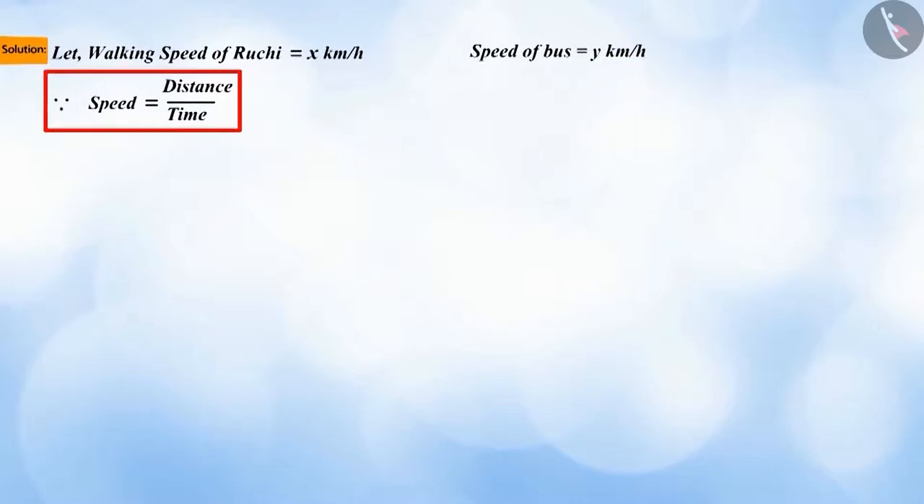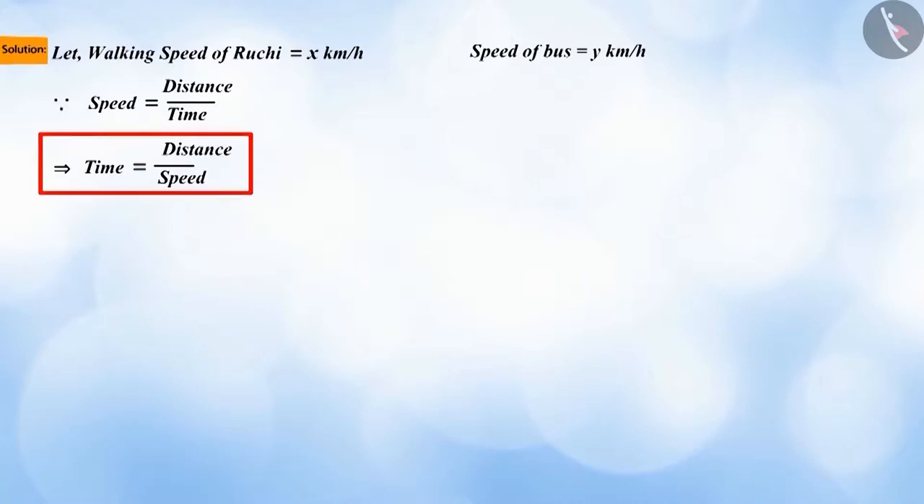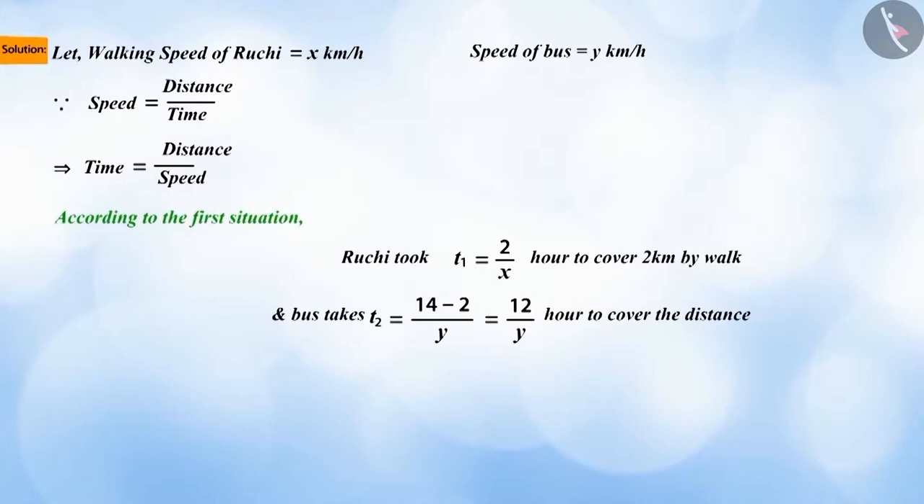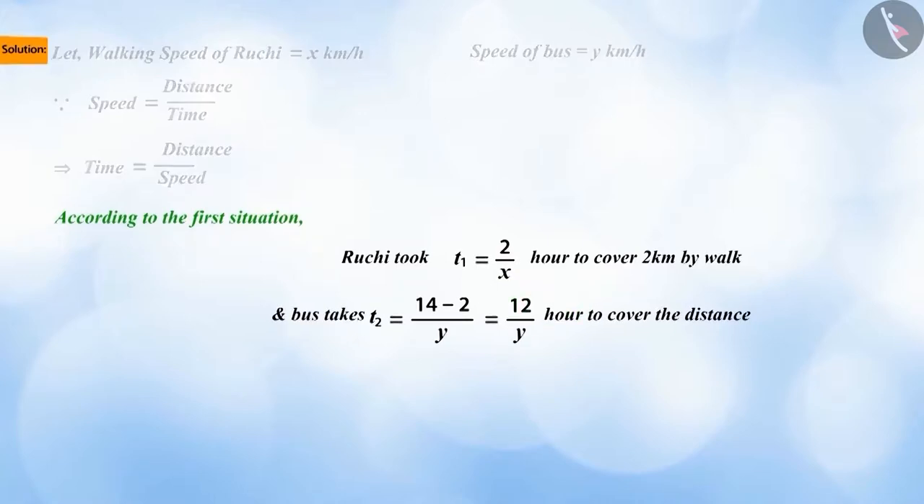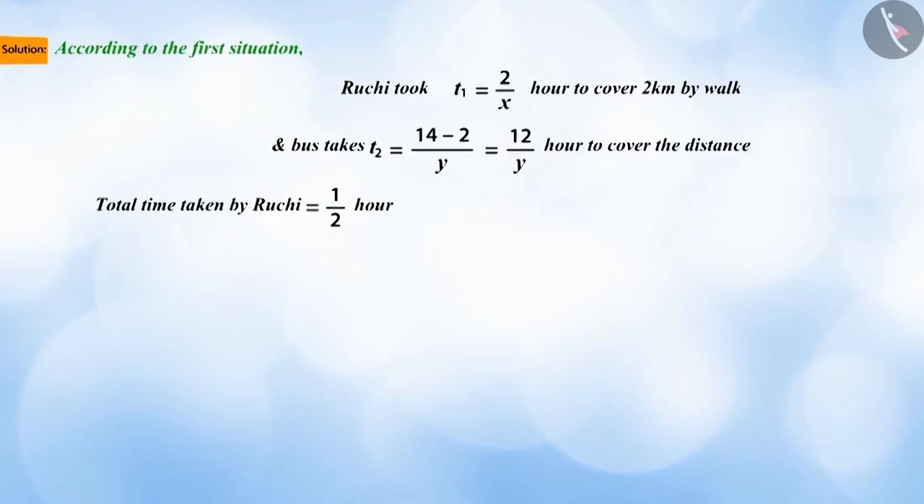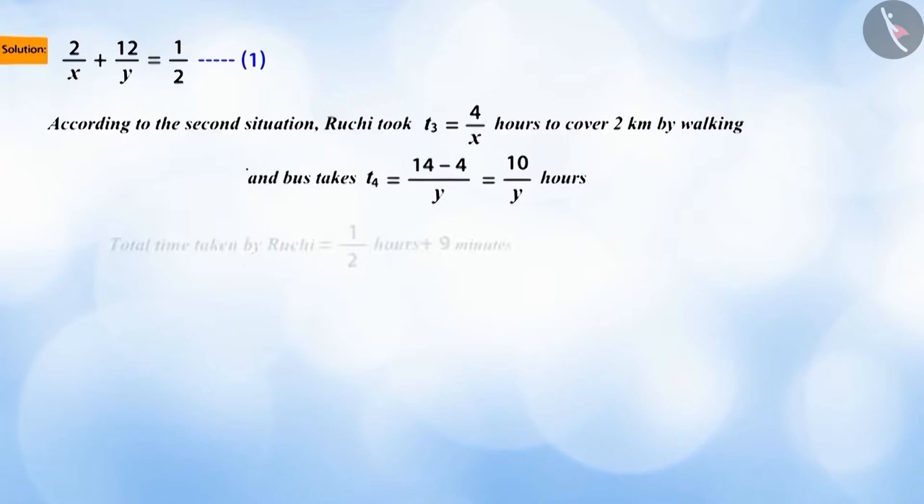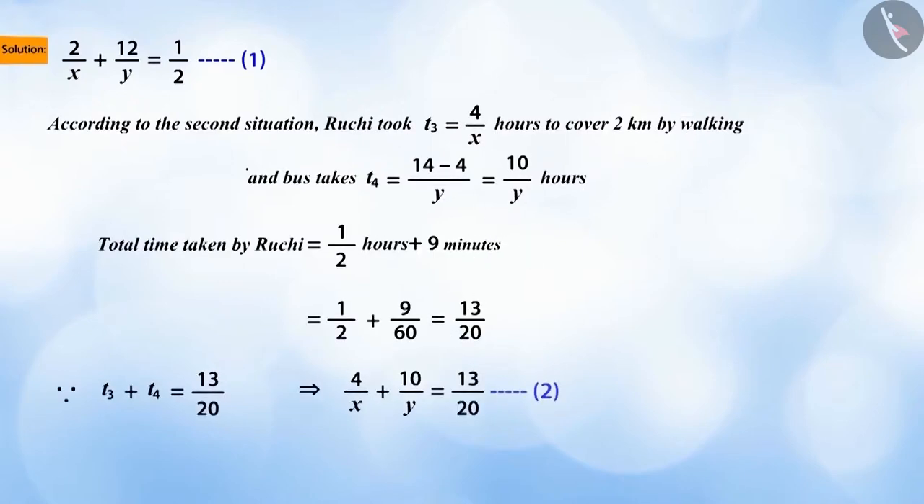Let Ruchi's speed be x km per hour and the speed of the bus be y km per hour. We know that speed is equal to distance by time. Accordingly, time is equal to distance by speed. Therefore, according to the first situation, Ruchi will take 2 by x hours to walk and 12 by y hours by bus to cover the distance. This way, Ruchi will take t1 plus t2 is equal to 1 by 2 hours to reach home. This gives us equation 1. Similarly, situation 2 gives us our second equation.